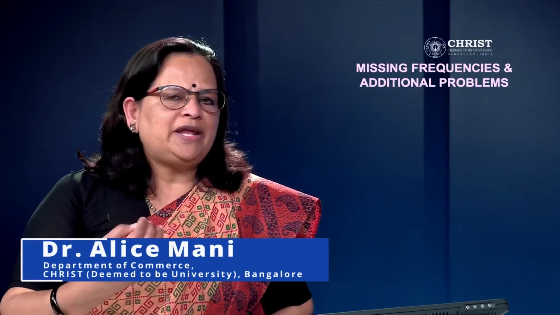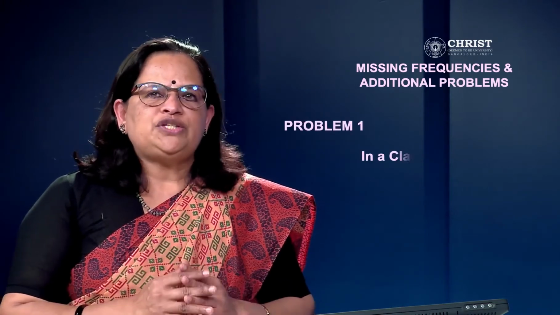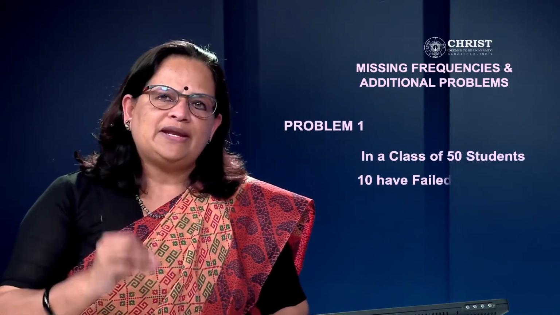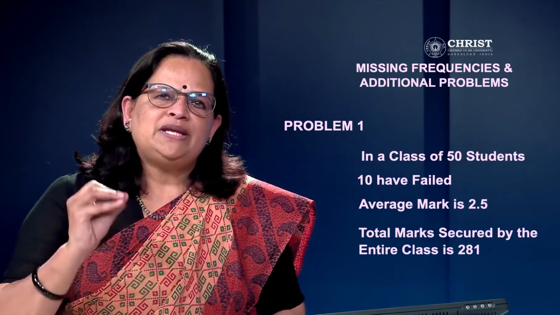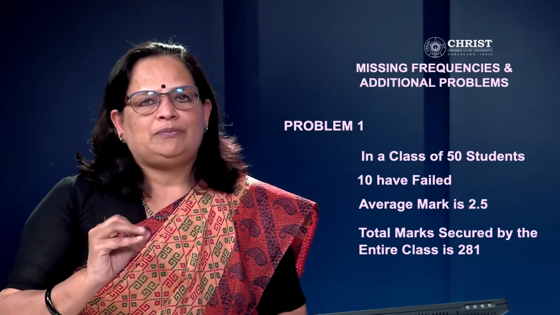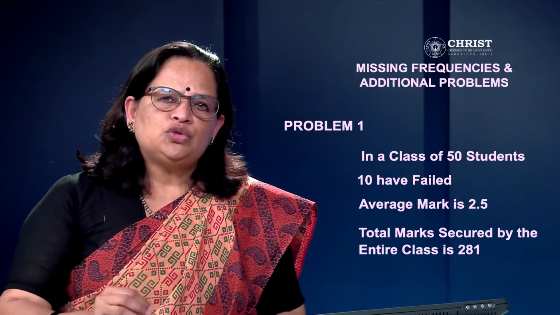Dear students, in this module, I will explain how you calculate missing frequencies and some additional problems which we always use with the arithmetic mean. First problem: in a class of 50 students, 10 have failed and their average marks is 2.5. The total marks secured by the entire class is 281. Find the average marks of those who passed.